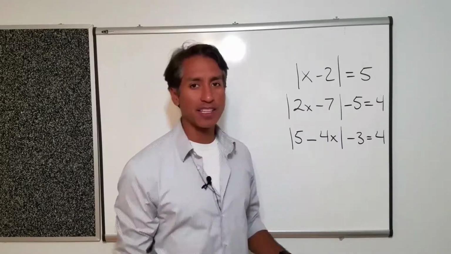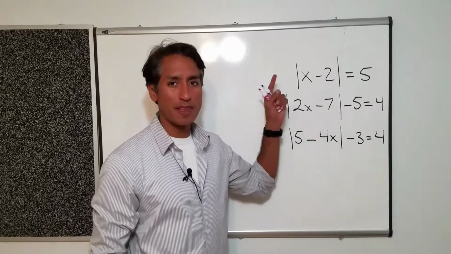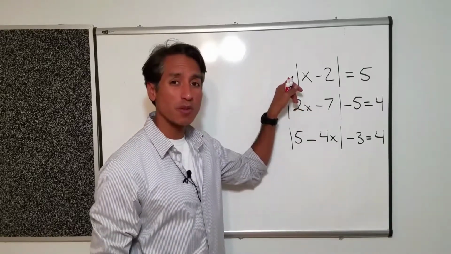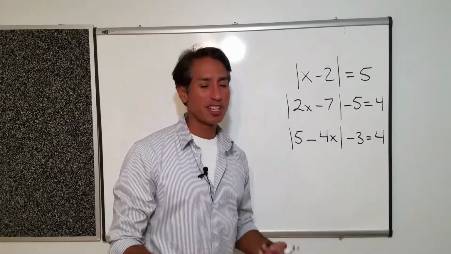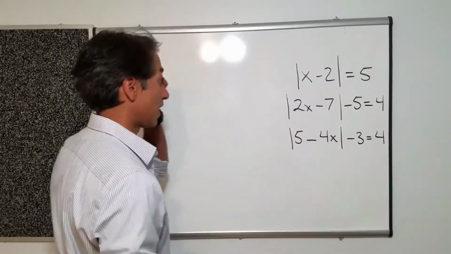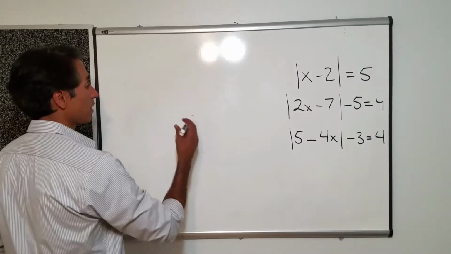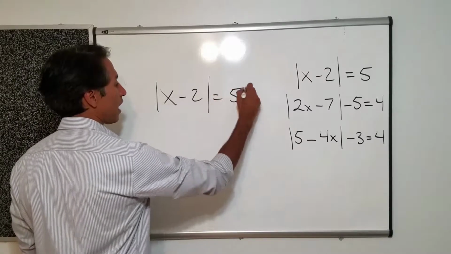Let's jump right into these. I got 3 of them up on the board. As always, if you feel like you can get the first one done with me, pause the video, try the other 2, see what you can do, and then come on back and let's solve these things together. The first problem here is the absolute value of x minus 2 is equal to 5.